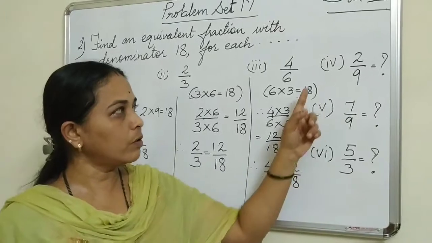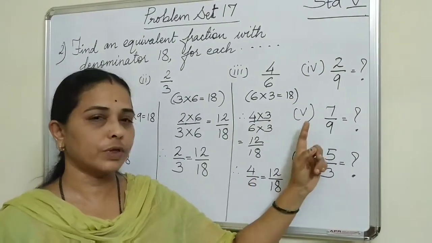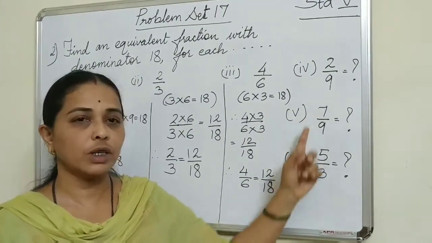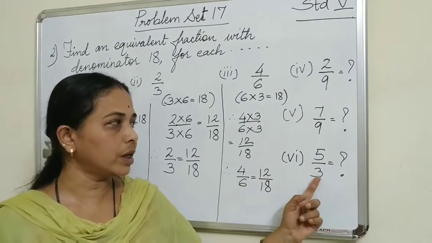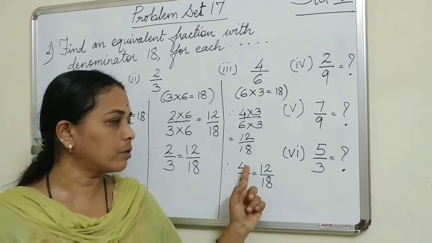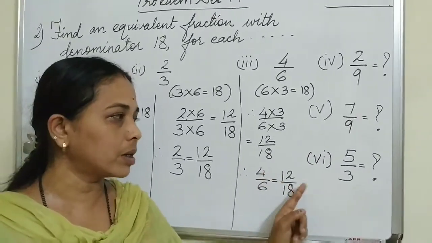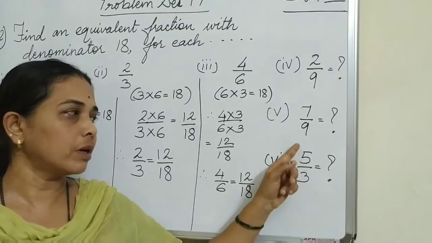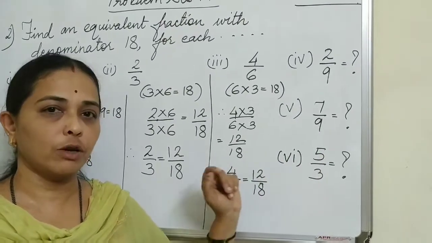Everywhere we have got denominator 18. Okay, same way you will solve the fourth sum, fifth sum and sixth sum. These questions are there in your textbook. Make the denominator 18. While making denominator 18, we have to change the numerator also by multiplying the same number with the numerator and the denominator.